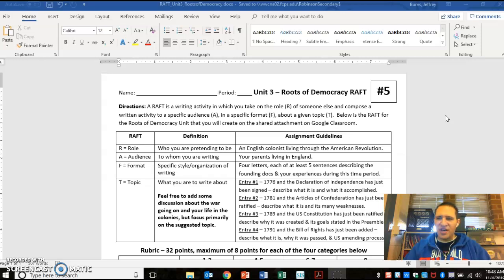Some of you might have done a RAFT activity before. It is a writing assignment, and that's going to be our project for Unit 3. A RAFT is an acronym: role, audience, format, and topic. The directions say that you are going to take on the role of someone else, writing letters to an audience in a specific format about a given topic. I want to go through each of those steps with you. Everything you do will ultimately be turned in on Google Classroom, and you will also have the opportunity to use a graphic organizer to help you organize your thoughts.